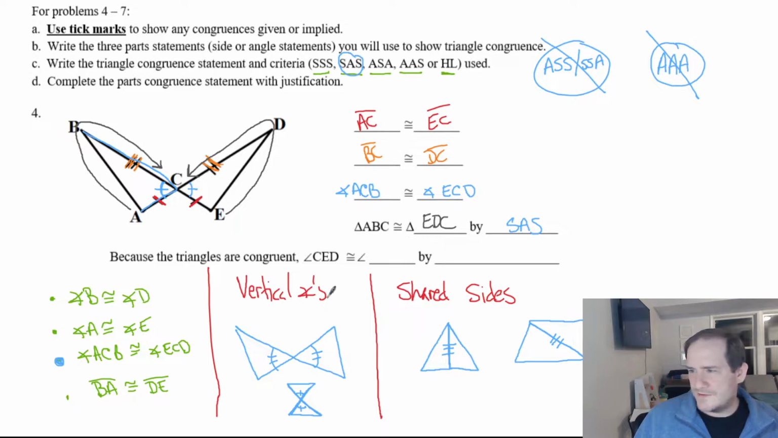So now they're asking us a question about parts, and we're going to be using CPCTC here. We know the triangles are congruent, and they're asking us about parts. So we'll say the corresponding parts of congruent triangles are congruent. And they're asking us about CED. So angle CED is this angle right here. We can hopefully tell that that corresponds to this angle here. And that guy would be named CAB.